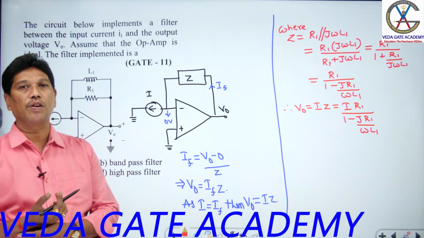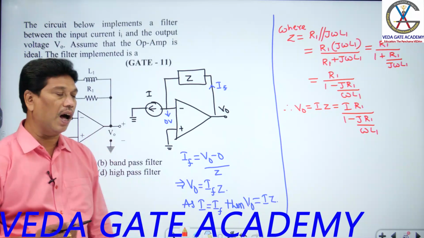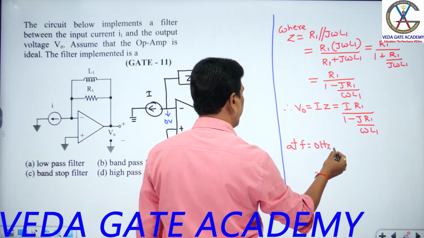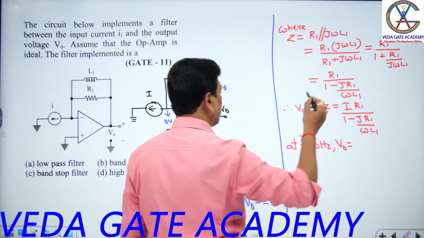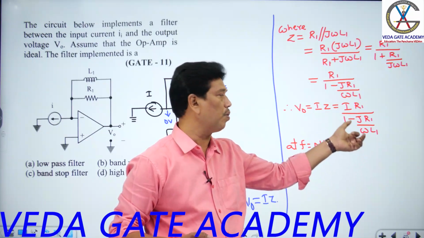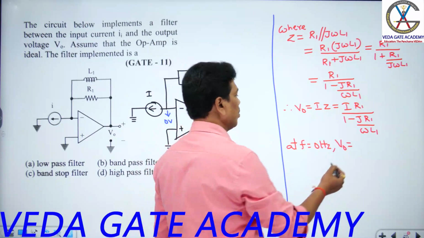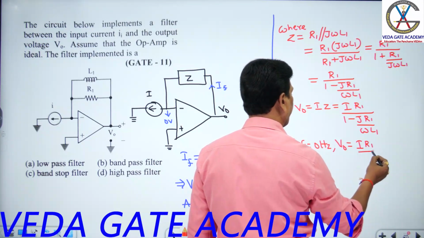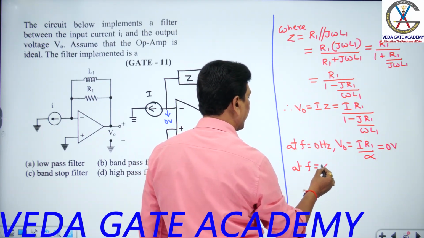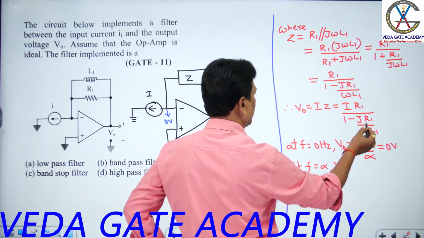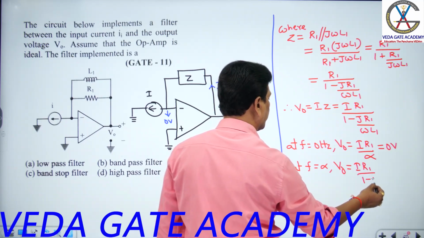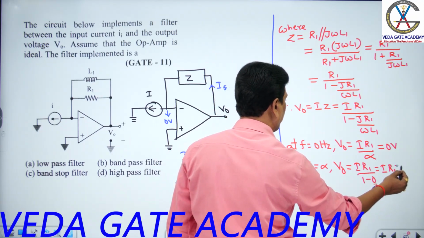So now I can test at two different frequencies whether it is a low pass or high pass filter. First, at f equal to 0 hertz, V0: if I substitute f equal to 0, meaning omega 0, anything by 0 becomes infinite, sir. 1 minus infinite, or 1 plus infinite, equals infinite only. Anything by infinite means 0. So that equals IR1 by infinite, which equals 0 volt. At f equal to infinity, this term is 0, sir. V0 equals IR1 by 1 minus 0, that equals IR1, that is the maximum.